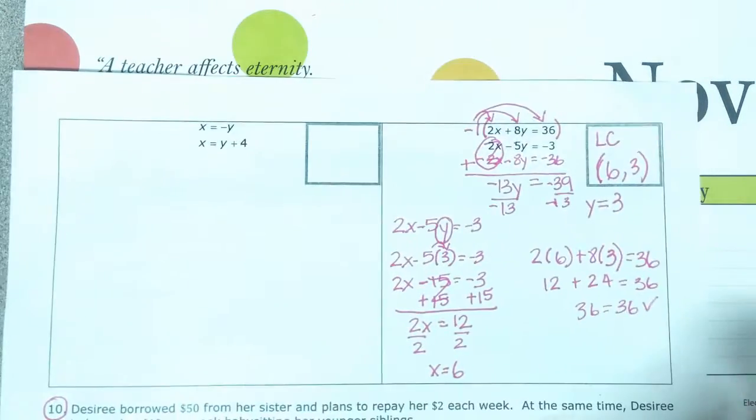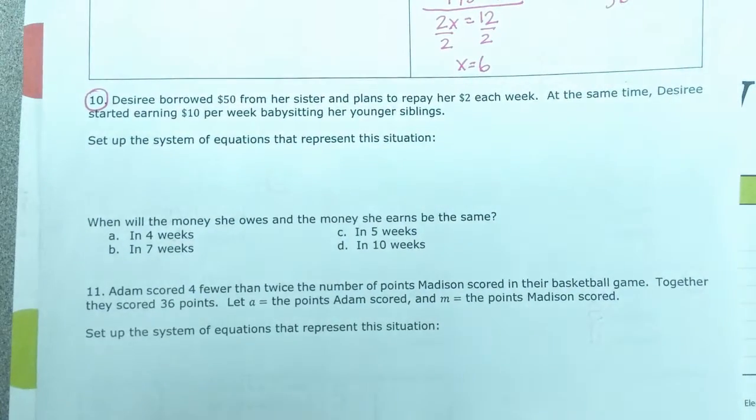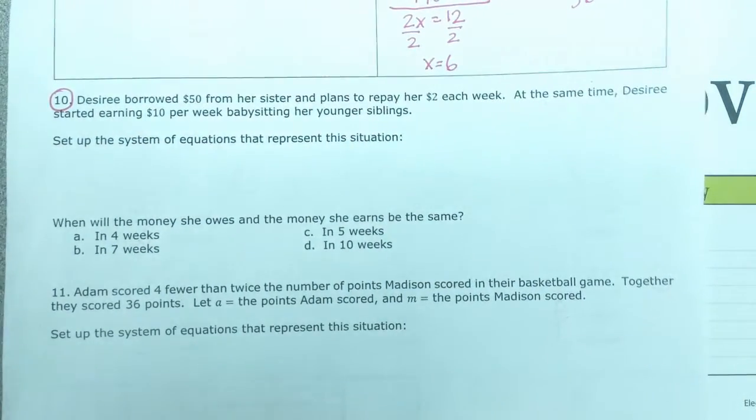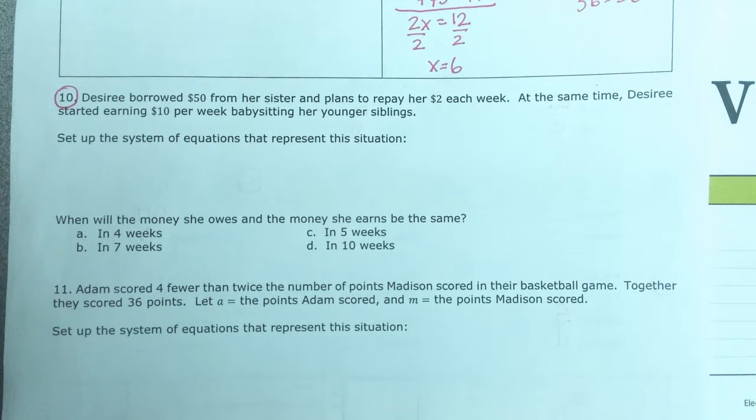Okay. All right, so one more. Number 10. It says Desiree borrowed $50 from her sister and plans to repay her $2 each week. At the same time, Desiree started earning $10 per week babysitting her younger siblings. Set up the system of equations that represent this situation.